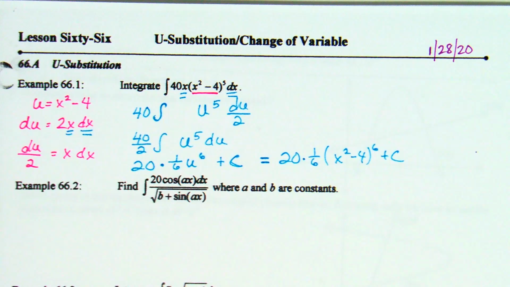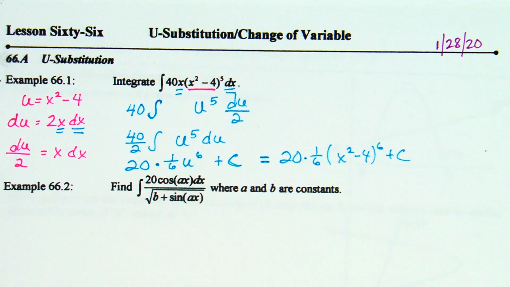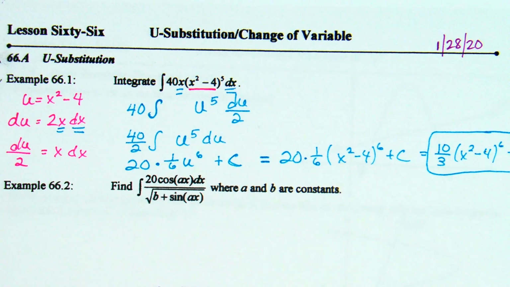There's one last piece I can clean up. What do you know about 20 times 1 over 6? 20 over 6, which can reduce to, 20 and 6 can both divide by 2. So I could write it as 10/3 times x squared minus 4 to the 6th plus c. Plus c is off the screen. So we don't have to focus about chain rule or anything like that.